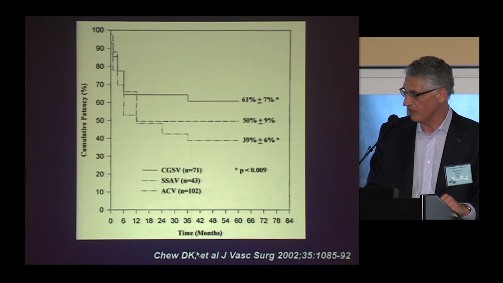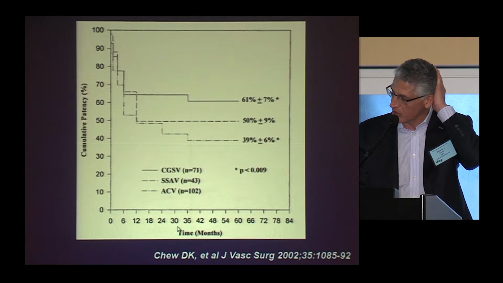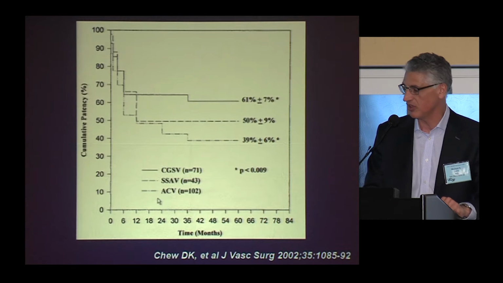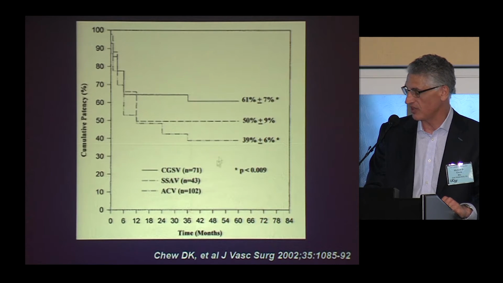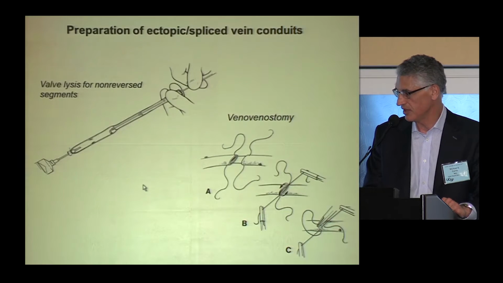This is just a study from the Brigham group looking at some of these alternative conduits, and you can see that contralateral greater saphenous vein performs better than single segment or spliced arm veins, which are reasonable with 50% patency extending out beyond 2 years.